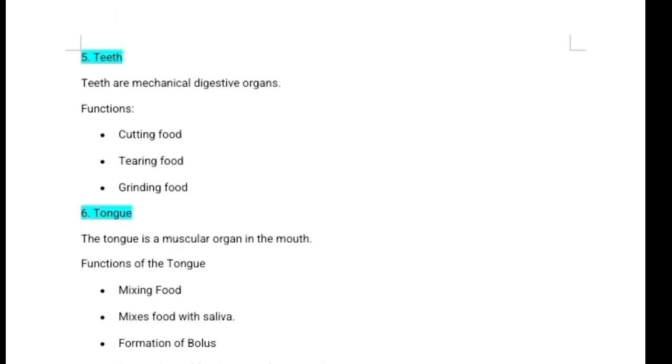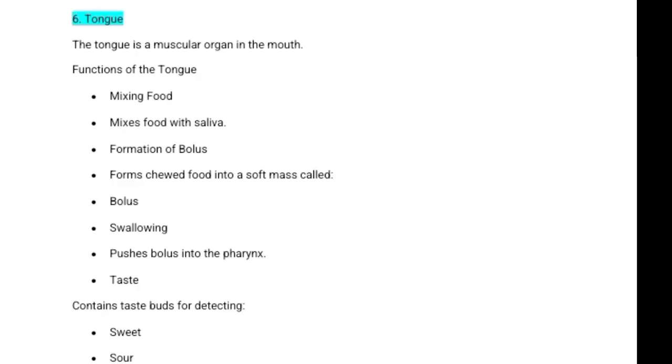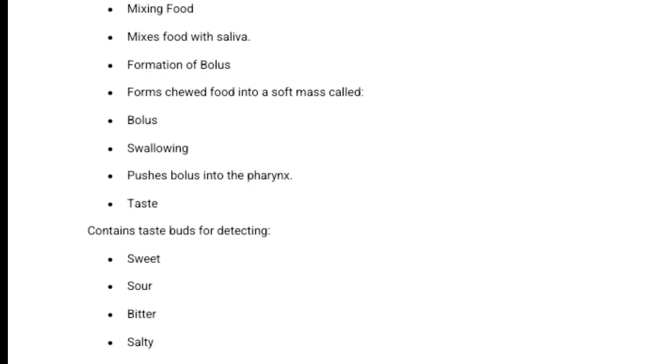5. Teeth. Teeth are mechanical digestive organs. Functions: cutting food, tearing food, grinding food. 6. Tongue. The tongue is a muscular organ in the mouth. Functions of the tongue: mixing food, mixes food with saliva. Formation of bolus, forms chewed food into a soft mass called bolus. Swallowing, pushes bolus into the pharynx. Taste, contains taste buds for detecting sweet, sour, bitter, salty.